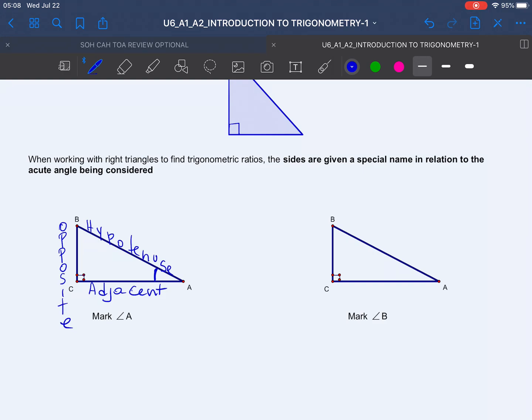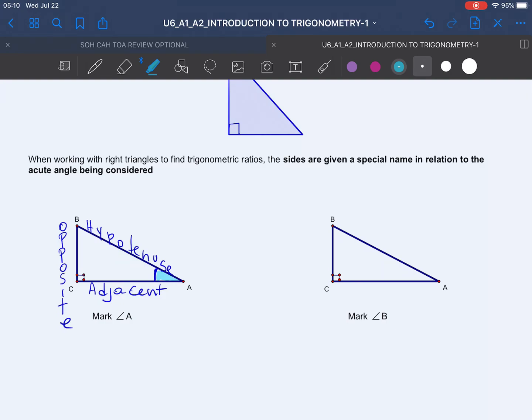Now, we need to label the sides in this format whenever we are using trigonometric ratios, and we'll understand it better as we proceed. Just keep in mind that the names opposite, adjacent, and hypotenuse are connected to the angle that we are referring to. We call it the angle of reference.